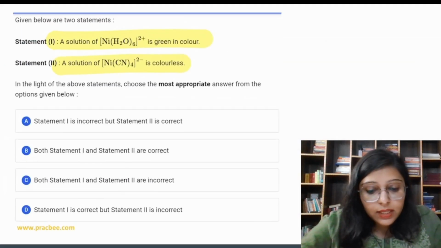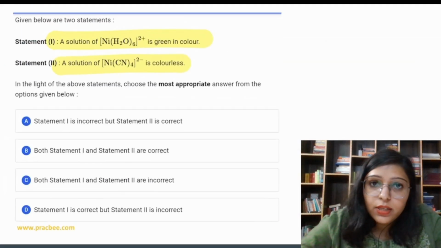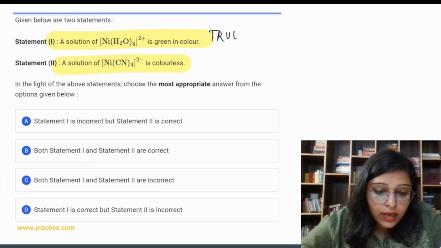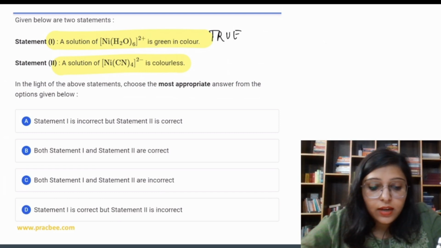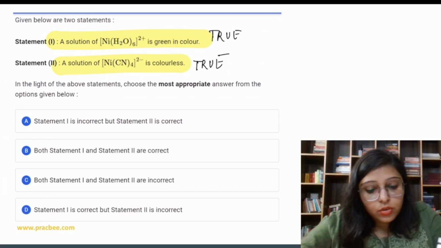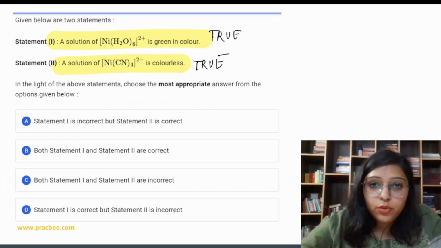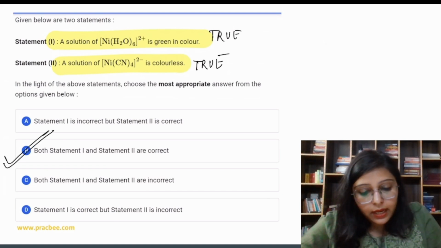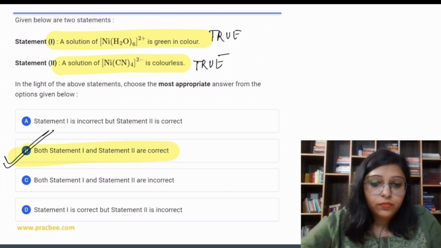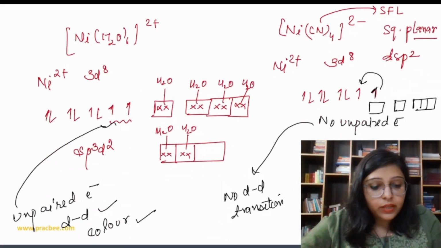Okay. So we can say the solution of [Ni(H2O)6]2+ is green in color. True. [Ni(CN)4]2- is colorless. So this is also true. The statements 1 and 2 both are correct. So option B is the correct answer. Okay. Now let's do the next question.